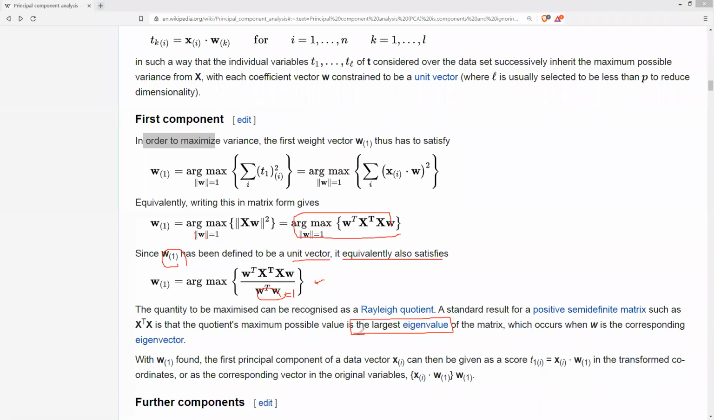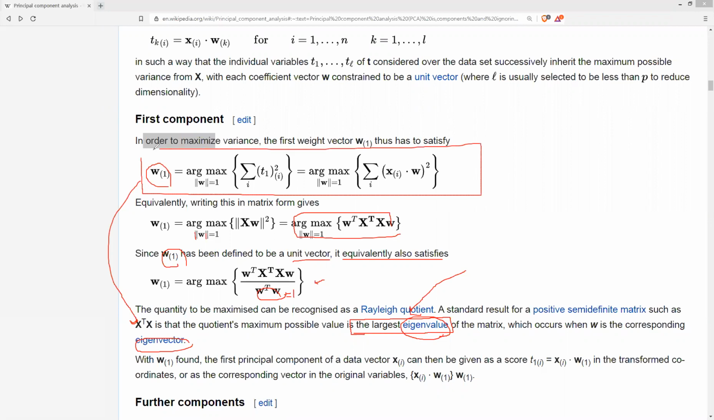Now in matrix algebra, we have something called eigenvalue decomposition. So finding the first principal component is equivalent to finding the largest eigenvalue in eigenvalue decomposition. Once we find the eigenvalue, the corresponding eigenvector is W, the solution. So again, this is a very important point.